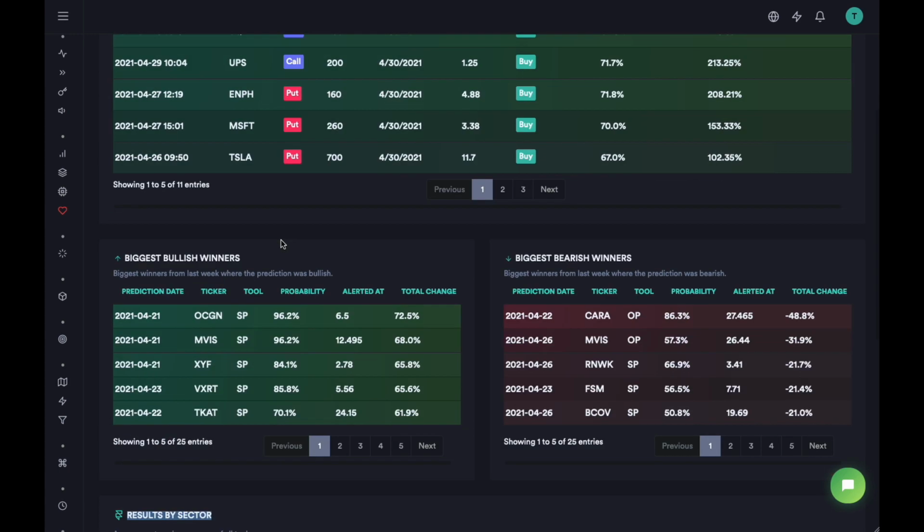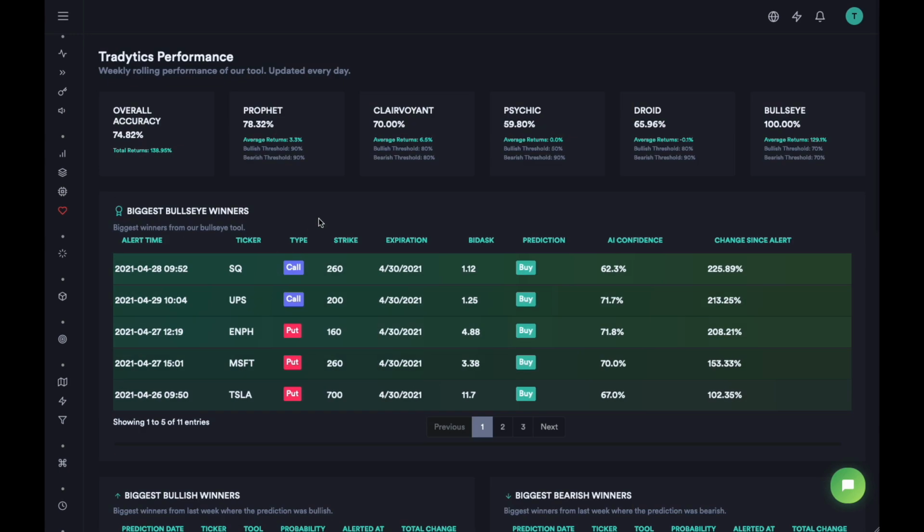So that was it about this tool. Again, it's not really a tool, but it's a really important page that shows you the best thresholds that you can use to find the best possible plays from our tools.